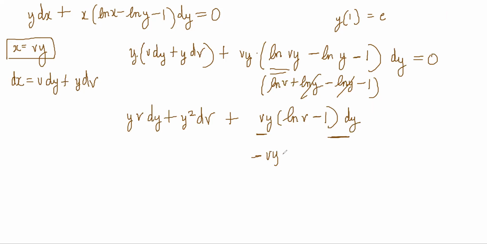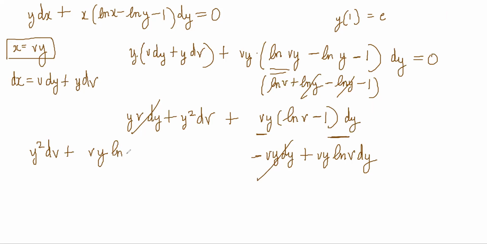Okay, minus vy dy plus vy ln v dy, right? So minus vy dy gets cancelled. So what we are left with is y square dv plus vy ln v dy is equal to 0. Now it looks like we could possibly separate variables here. Yes, we can. We have y square dv is equal to minus v ln v into y dy.